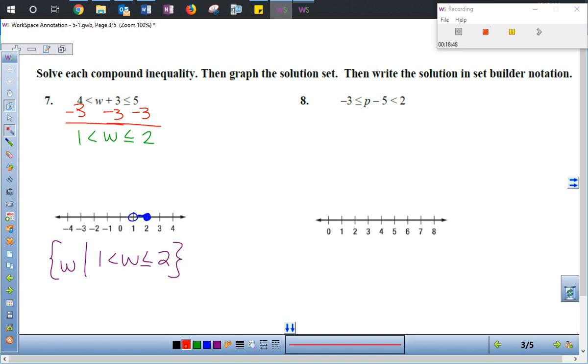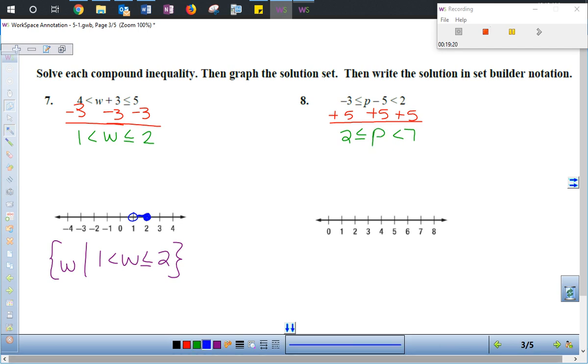And voila. On number 8, I want to get P all by itself, so I need to add 5 to get it away from the P. But I have to add it to each side, so plus 5 over here and plus 5 over here. Now, -3 plus 5 gives me a positive 2. 2 plus 5 gives me a 7. I did not multiply or divide by a negative number, so the symbols stay the same, less than or equal to and less than, and we're left with a P. Now again, it's already in that nice and condensed form, so I can bring it straight down.